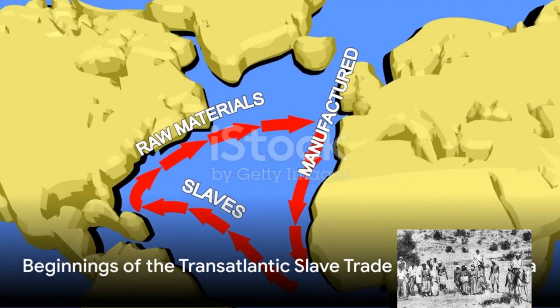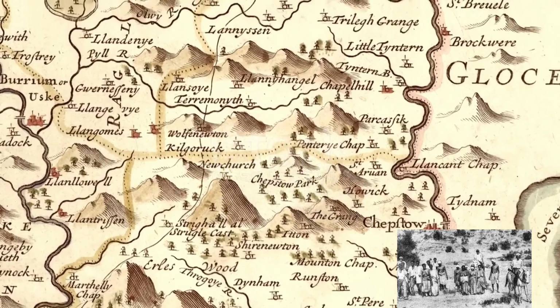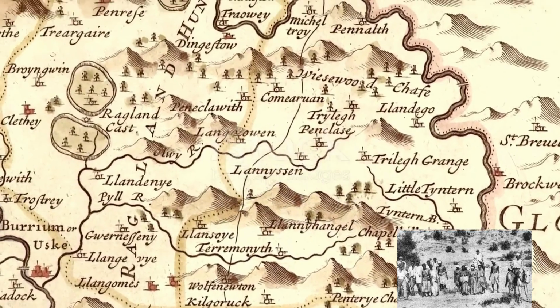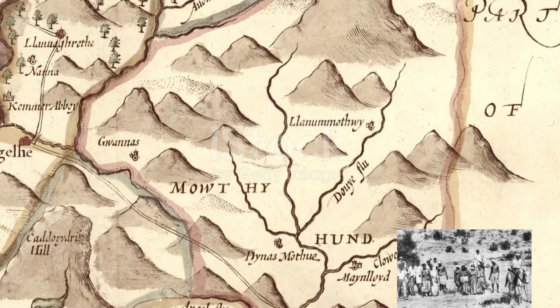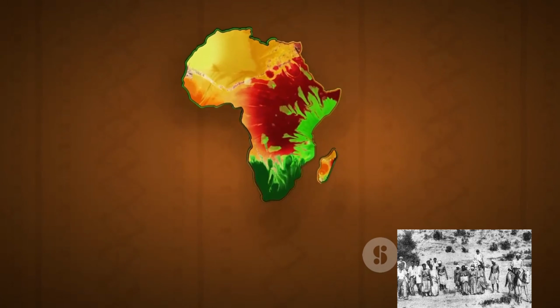The beginnings of the transatlantic slave trade in Central Africa can be traced back to the 15th or 16th century, spanning the entire current countries of the Central African Economic Community. This region once encompassed the kingdoms of Congo, Kakongo, Ngoyo, Loango, and many others.